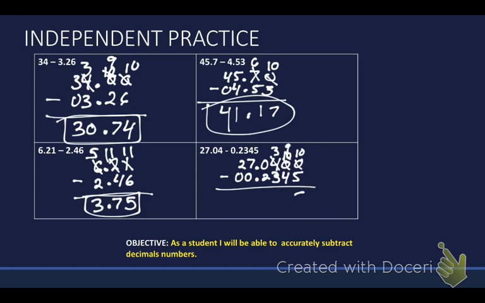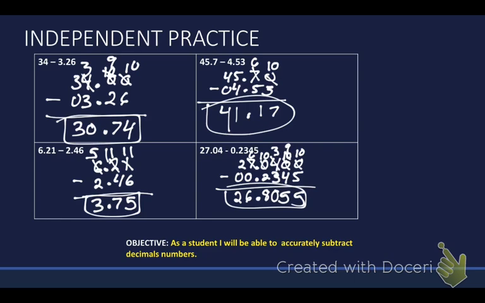10 minus 5 is 5. 9 minus 4 is 5. 3 minus 3 is 0. 0 minus 2 can't do. Borrow from the 7, it becomes a 6. 0 becomes a 10. 10 minus 2 is 8. 6 minus 0 is 6. 2 minus 0 is 2. And we should have 26 and 8,055 10 thousandths as our answer.